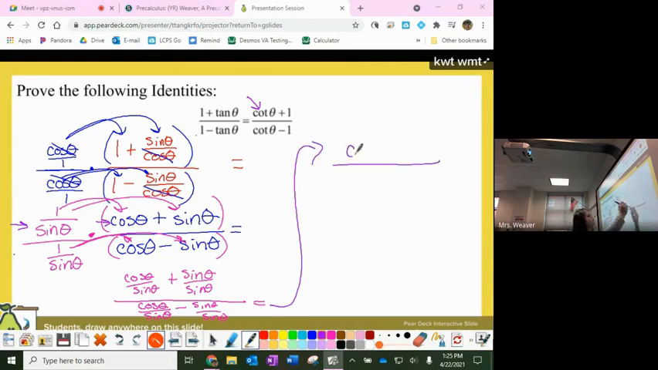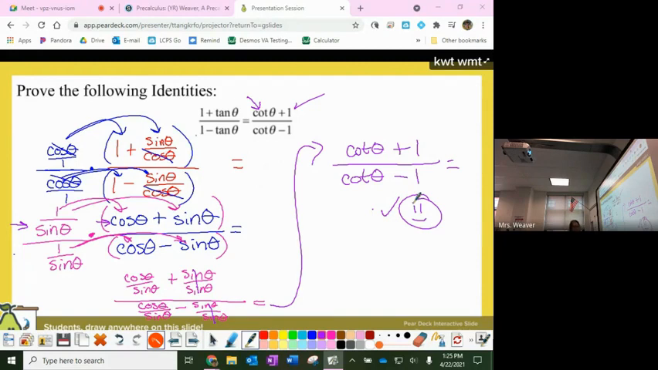So now that equals, if I come up here, cosine over sine theta in the numerator, that's cotangent theta. Sine over sine theta simplifies to 1, so that's plus 1. In the denominator, cosine theta over sine theta is cotangent theta. Minus sine theta over sine theta is 1. So that's minus 1. So that gives us what we were looking for. And so there, we did it, using that right side to work backwards to get to the left side.